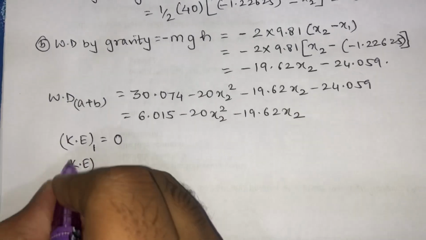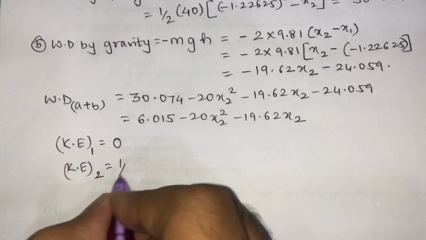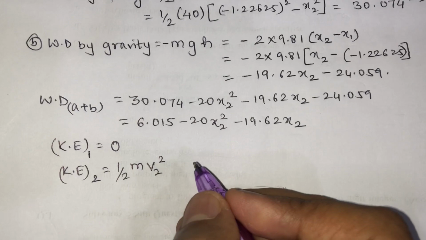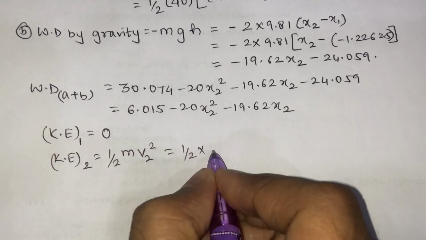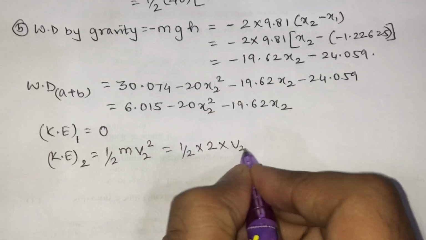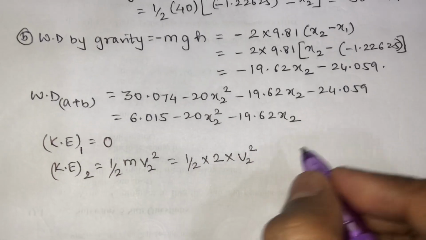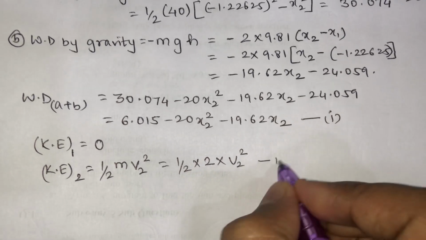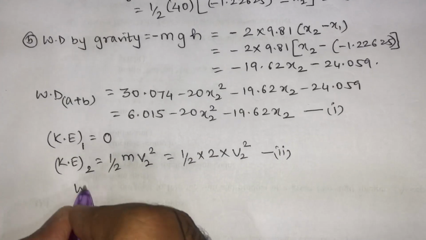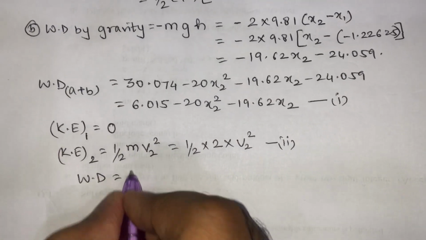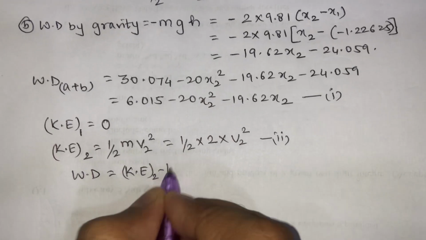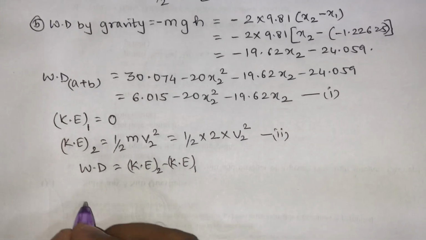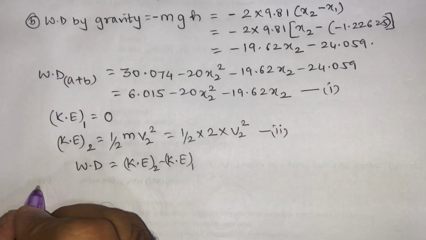Similarly, we'll go with the kinetic energy at position 2, that is half m v2 square. So in that case, half into m, which is 2, into v2 square. If I relate this equation, let's take this as equation 1 and this as equation 2, work done is equal to the change in kinetic energy. So from these two equations, we'll plot it here and check what condition is happening.